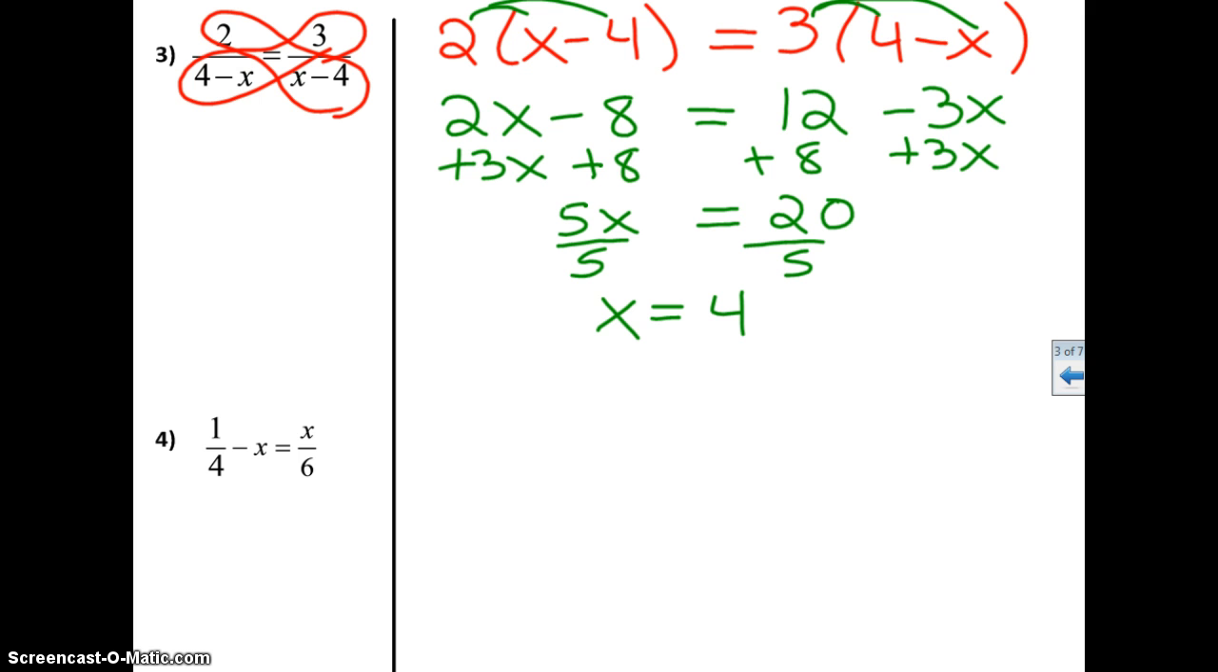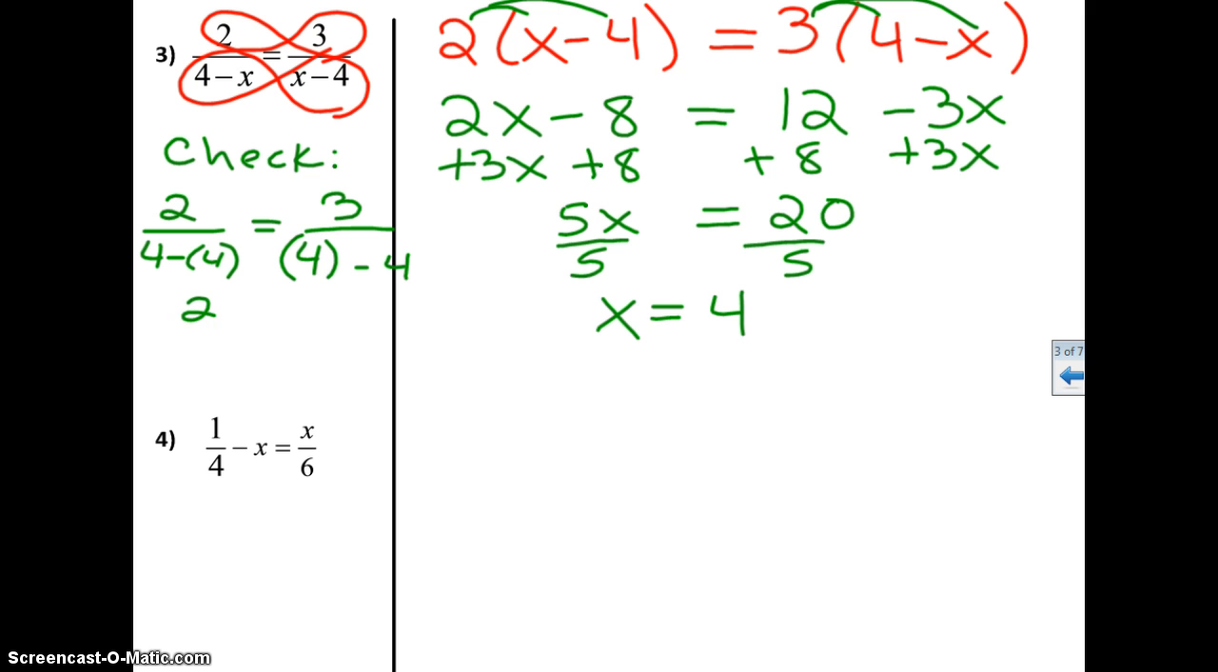So now, here's my check. I'm going to take the 4, and I'm going to substitute it back in. So 2 divided by 4 minus 4, and 3 divided by 4, because I'm substituting 4 in for x, minus 4. What I wind up with is 2 over 0 is equal to 3 over 0.